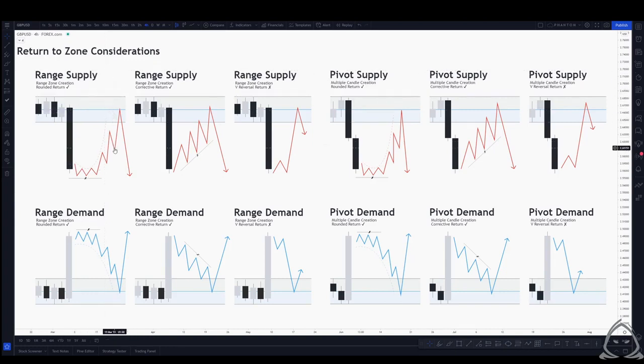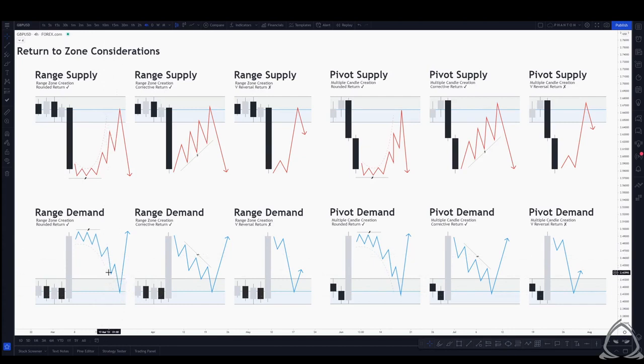If we're looking at the rounded return, what we end up seeing is price very slowly rounding out into that supply zone. And more often than not, what we see is liquidity being built on the downside and on the slope or return back in. Now we'll touch on liquidity in a later section, but just keep that in mind as we progress. We can see that again in the demand section, where we have this rounded return where price slowly rounds back into the demand zone.